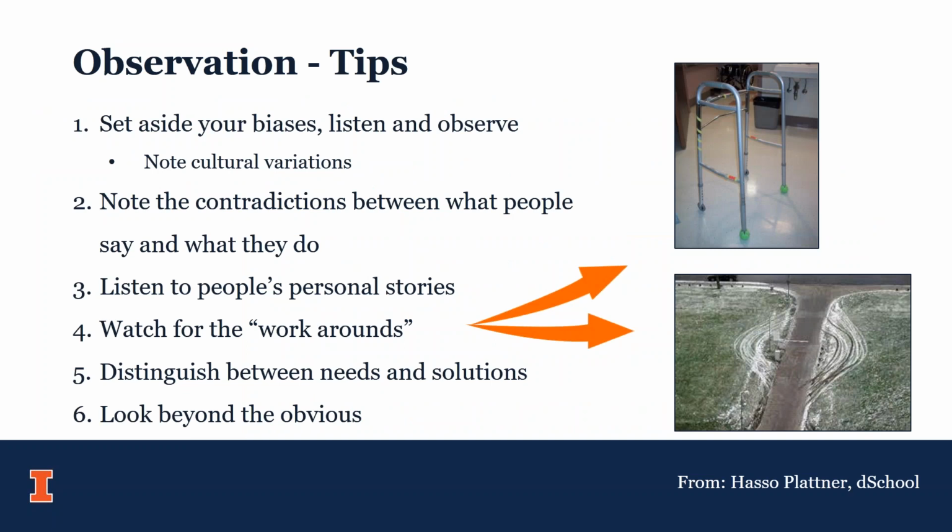All right, so again, observation tips. I don't know if you've seen that word in the last slide. I didn't mention it, but workarounds. Check out the picture of the walker with the tennis balls. Humans, we are very good at workarounds. If something doesn't work just right, we do a quick and dirty fix, right? And it works, and then we forget about the problem after that. But every time there's a workaround, there's an opportunity for design changes or for a different solution.